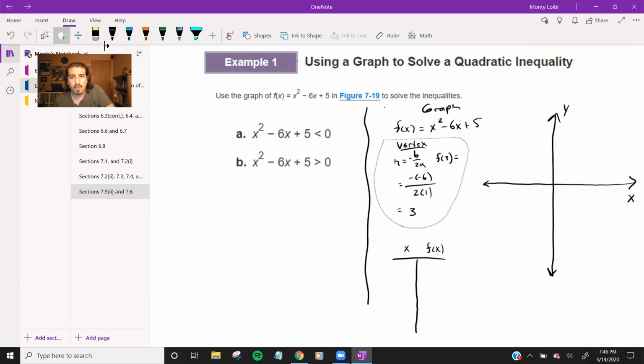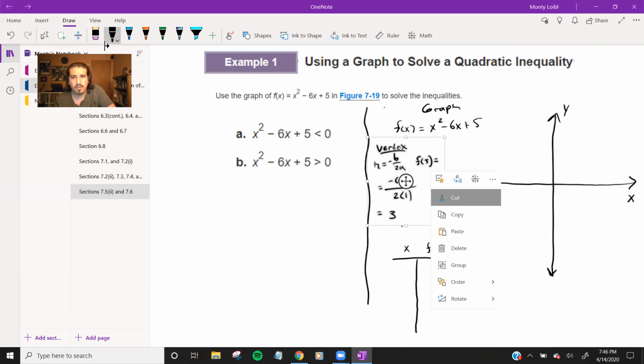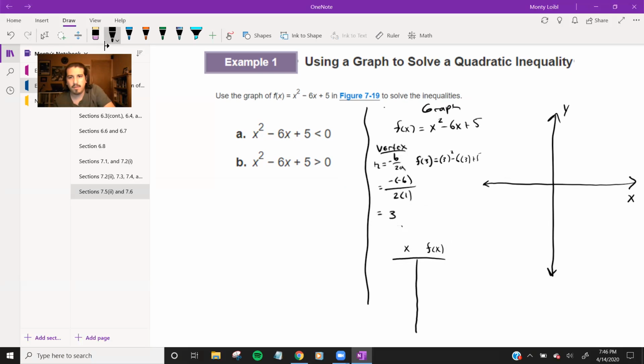So plug in 3 to your function and see what you get. Okay, so f of 3, we're going to have 3 squared minus 6 times 3 plus 5. When you plug those in, you get 9 minus 18 plus 5. 9 minus 18 is negative 9, plus 5 gives you negative 4. So your vertex is 3, negative 4. I'll write this here: we get 3, negative 4 for this function.